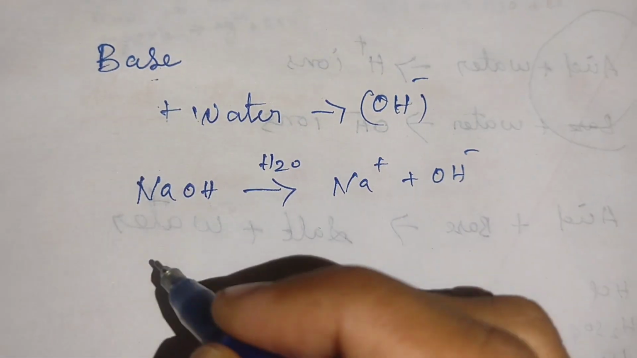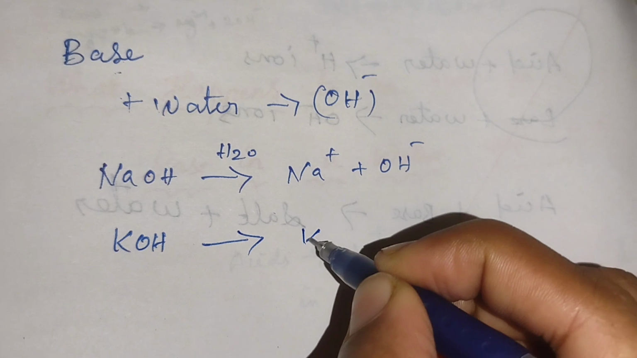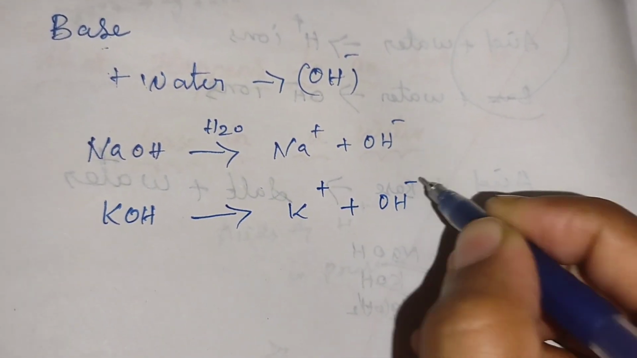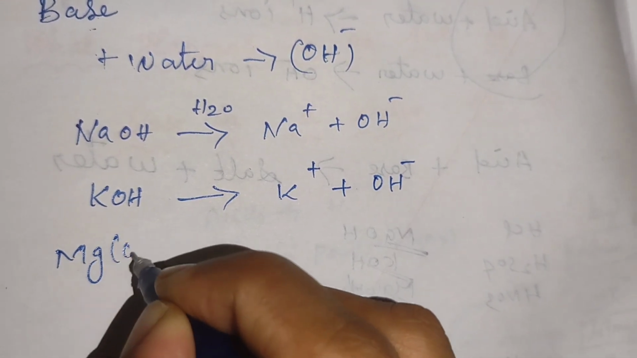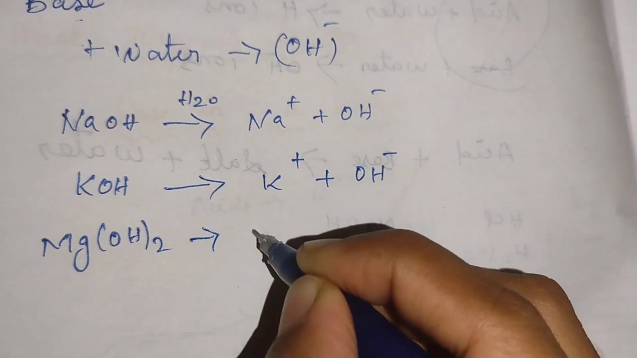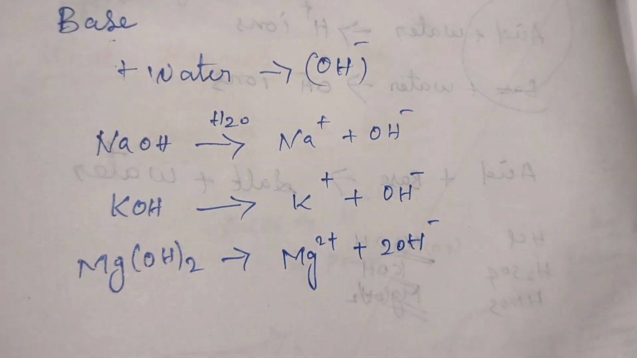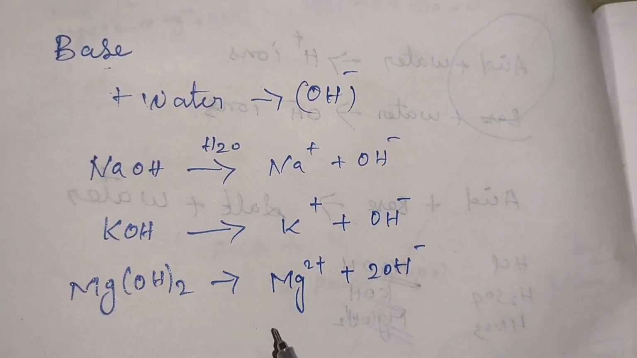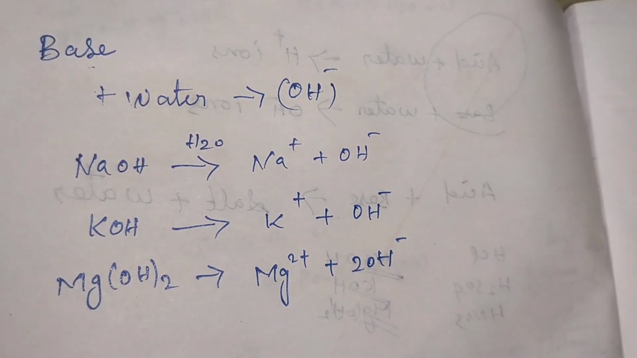Some other examples: KOH, potassium hydroxide, dissolving in water. Same like K plus, it is producing hydroxide ion, OH minus. Then magnesium hydroxide gives Mg2 plus plus 2OH minus. So when a base is dissolving in water, it is producing hydroxide ions like OH minus.